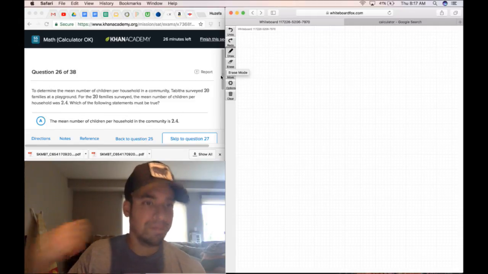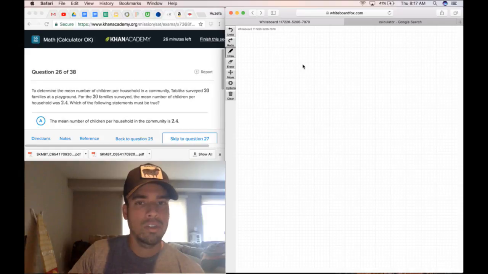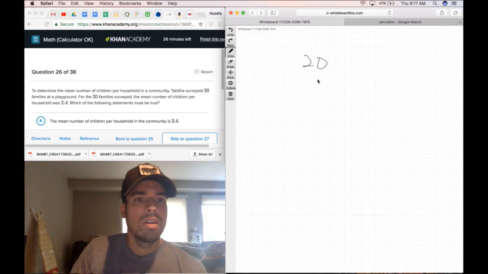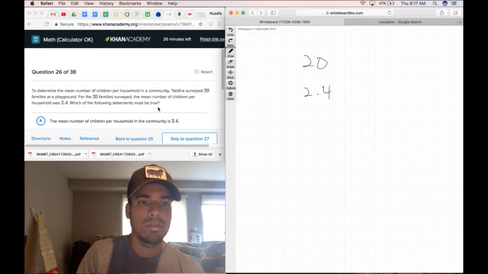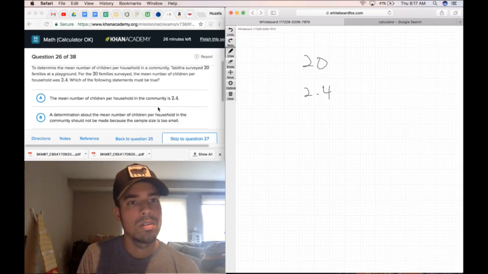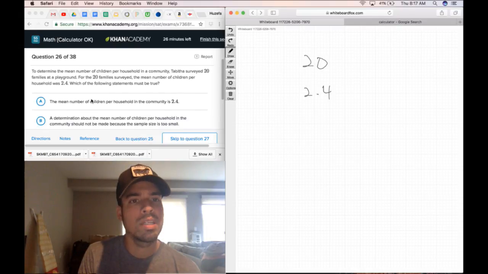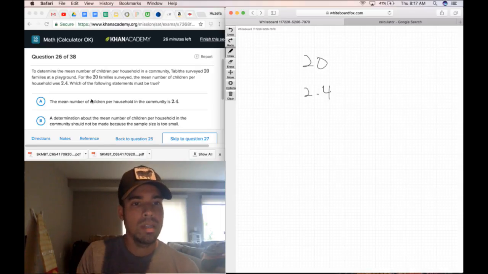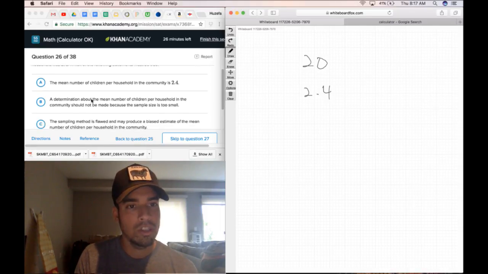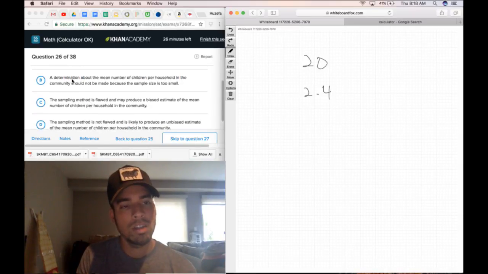To determine the mean number of children per household in a community, Tabitha surveyed 20 families at a playground. The mean number of children per household was 2.4. Which of the following statements must be true? No, this isn't necessarily true because she's at a playground where obviously everybody there has kids, otherwise they wouldn't be there. A determination about the mean number of children per household in the community should not be made. It's probably a pretty small sample size. I could go with B.